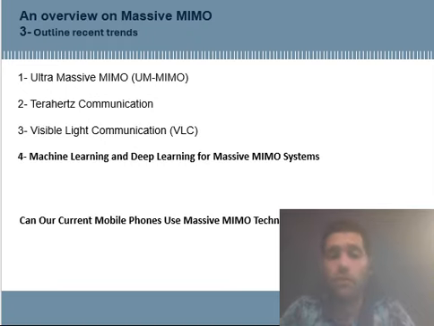Here we have some questions. Can our current mobile phones use massive MIMO technology? Our current phones do not support massive MIMO systems. And you can't buy a massive MIMO ready phone yet. Even if you buy a phone which supports massive MIMO, it will not be beneficial until we have massive MIMO supporting wireless networks.